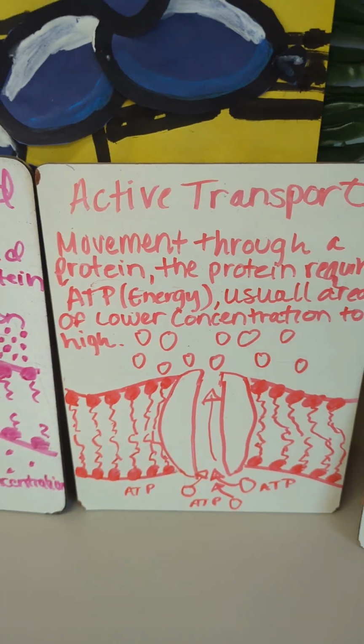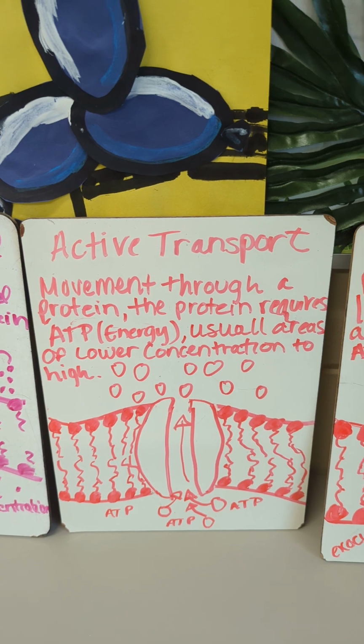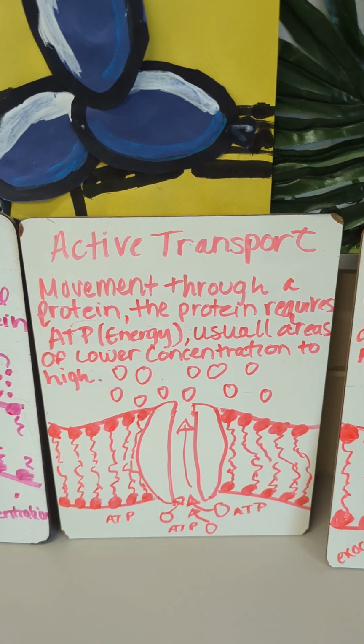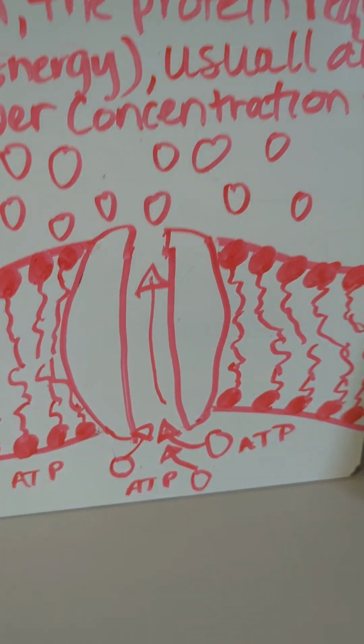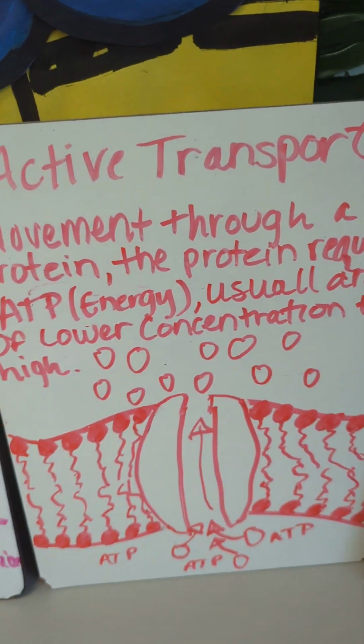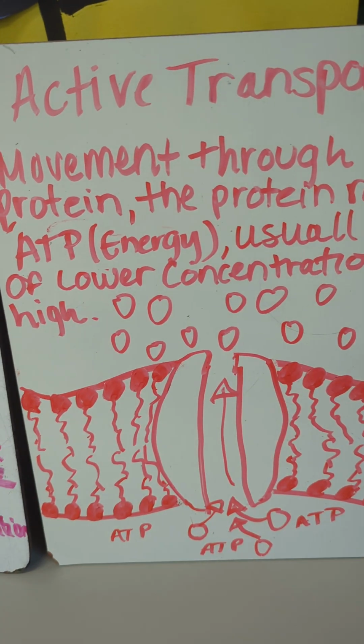Active transportation moves substances through a protein. The protein does require energy, or ATP. It's usually from areas of lower concentration to higher concentration.